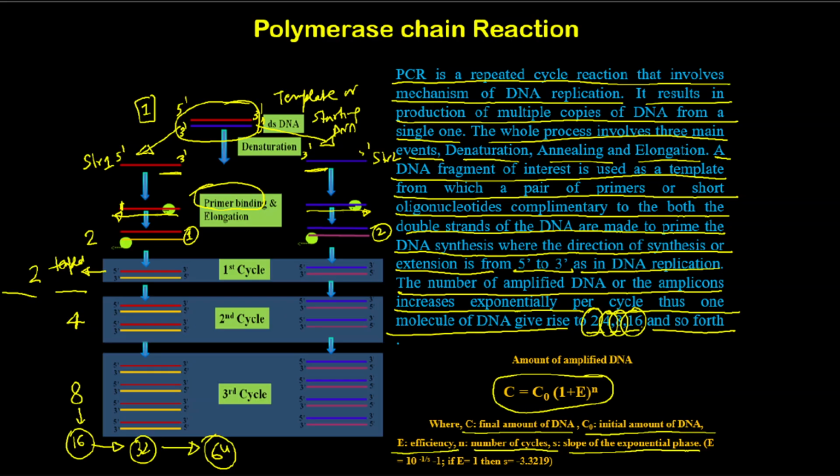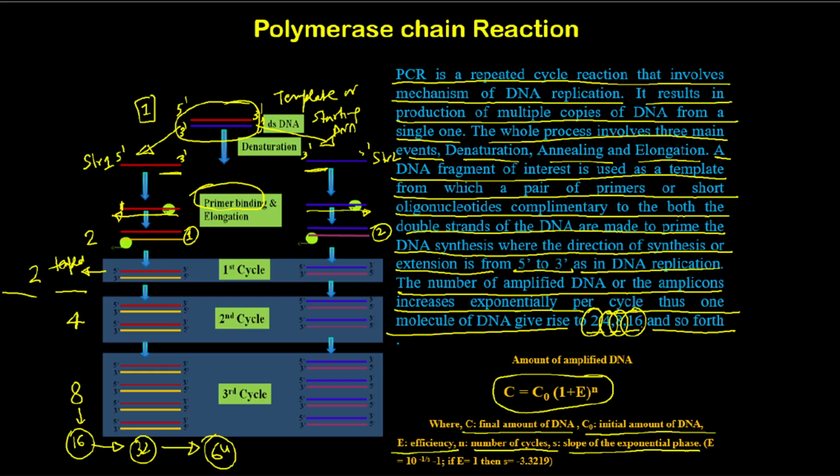A DNA fragment of interest is used as a template from which a pair of primers, or short oligonucleotides, complementary to both the double strands of the DNA are made to prime the DNA synthesis, where the direction of synthesis or extension is from 5 prime to 3 prime. Here the direction is the same as replication, 5 prime to 3 prime. But here we are involving a machine, not a proper cell.